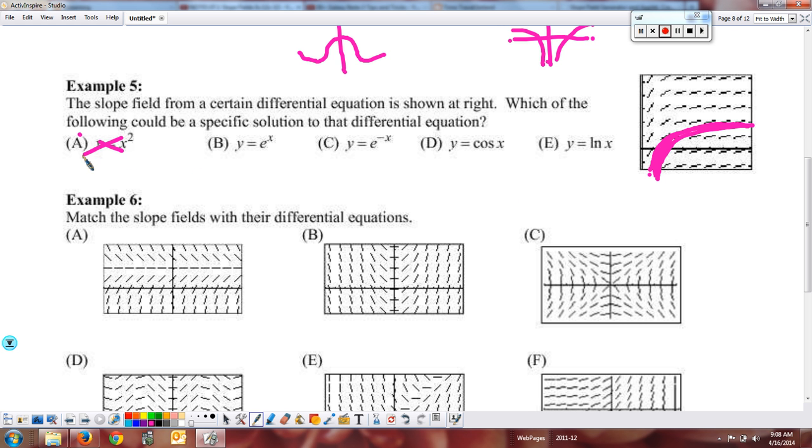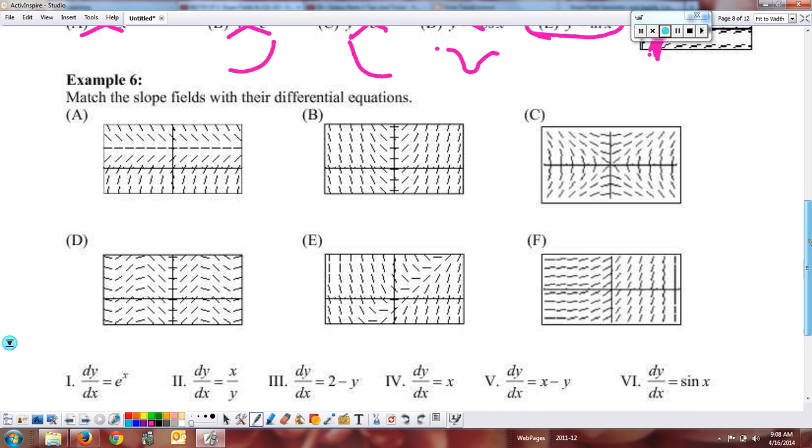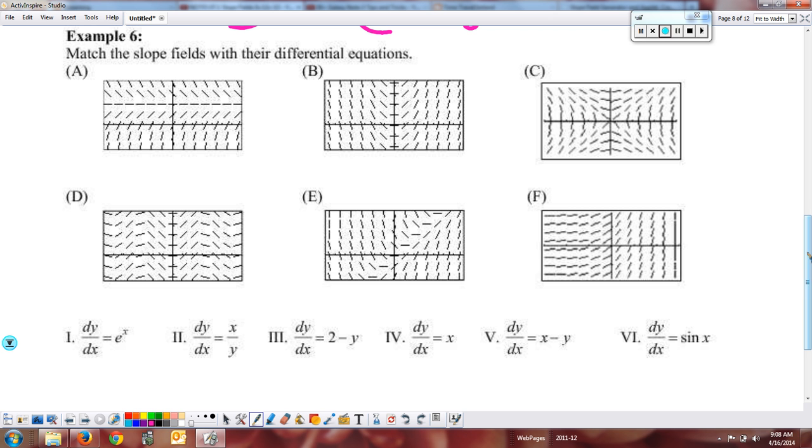Clearly not going to be a parabola. e to the x does this, so it's not going to be that one. e to the negative x is your exponential decay. It looks like that. Not that one. Cosine of x, got to have that fashion. Not that one. Natural log of x is our only choice. Okay? Easy. Moving on.